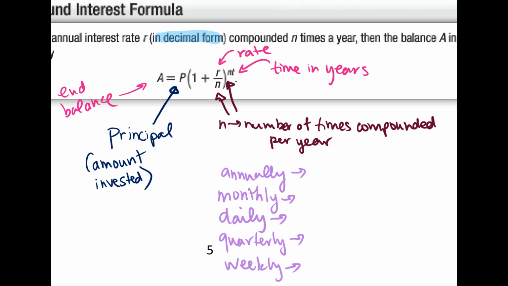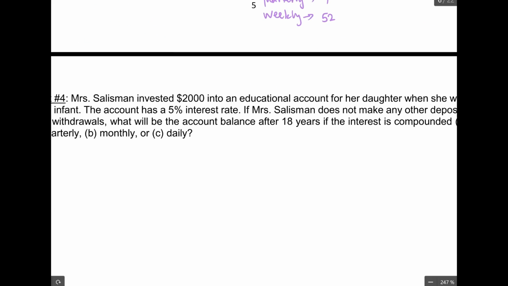So if it's annually compounded, that means it's only compounded once per year, versus monthly would be 12 times a year. Daily is 365 times a year. Quarterly, well, there's 4 quarters, so it's once every 3 months, so it's 4 times. And weekly is 52, because there's 52 weeks in a year. Okay, so let's go ahead and try this out.